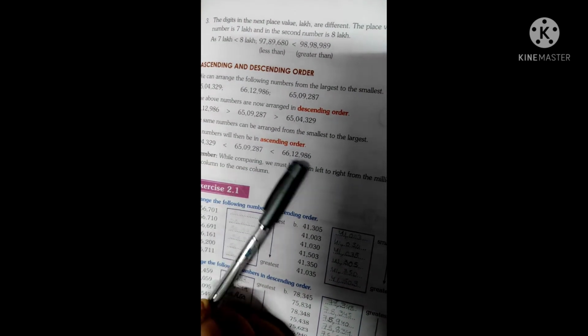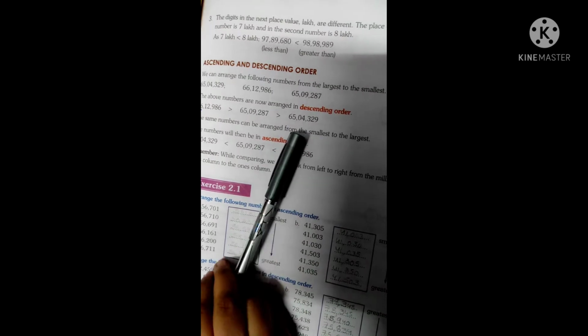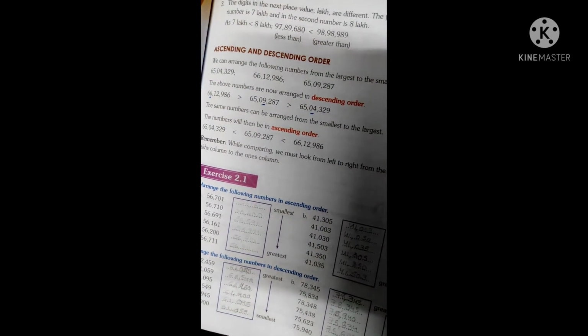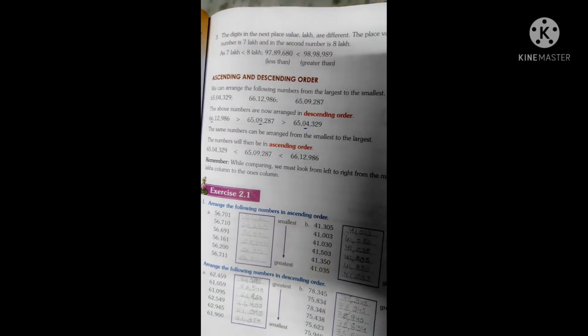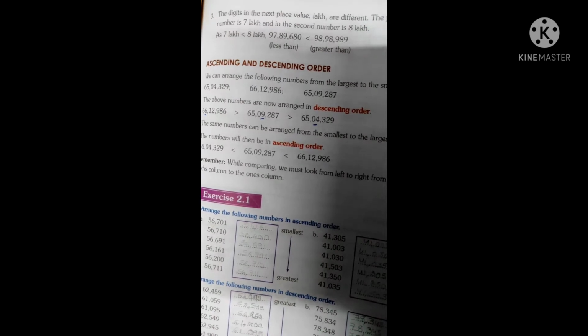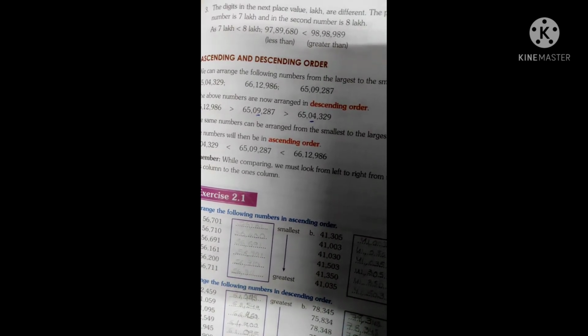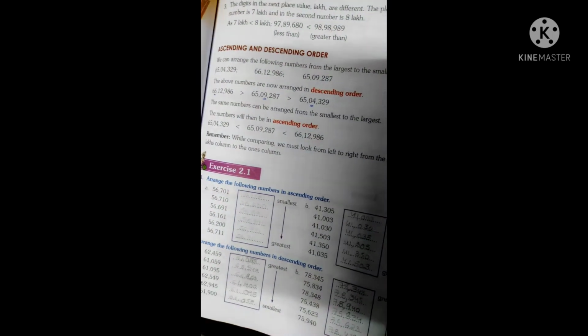Here 65 lakhs 9,287. Here 65 lakhs 4,329. Here the 9,000 and 4,000 are different. So the answer is: the second number is 65 lakhs 9,287, and the last number is 65 lakhs 4,329. So let's go to the next one.